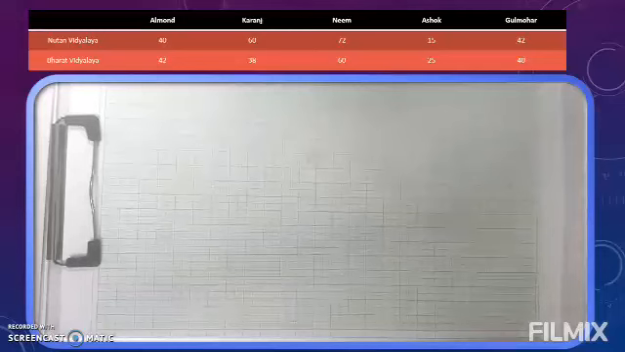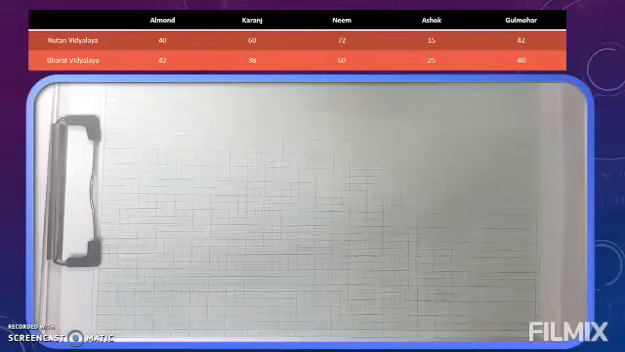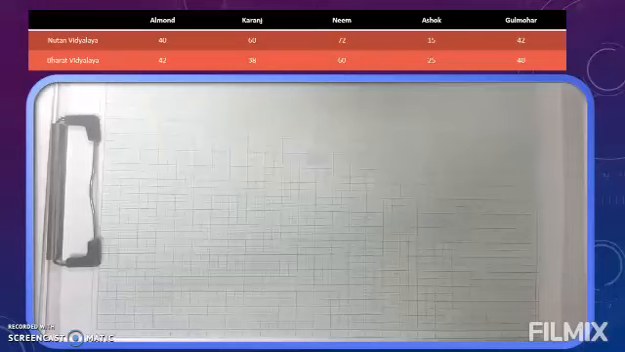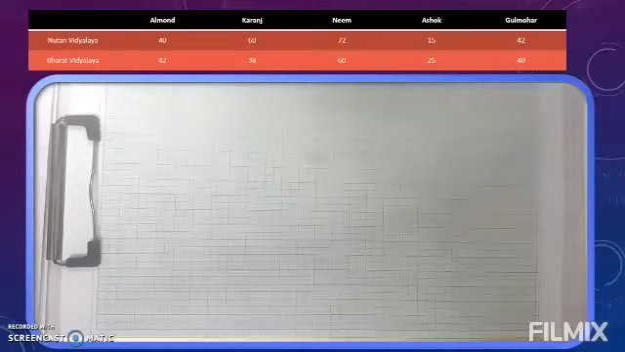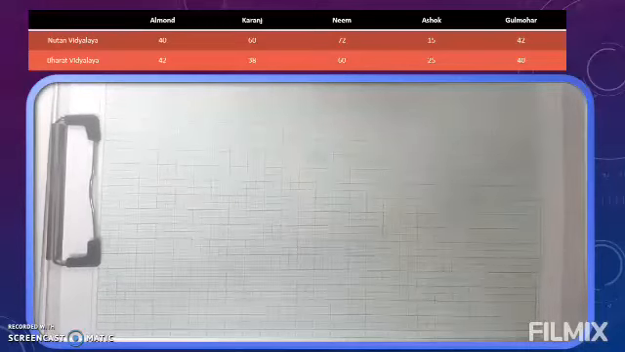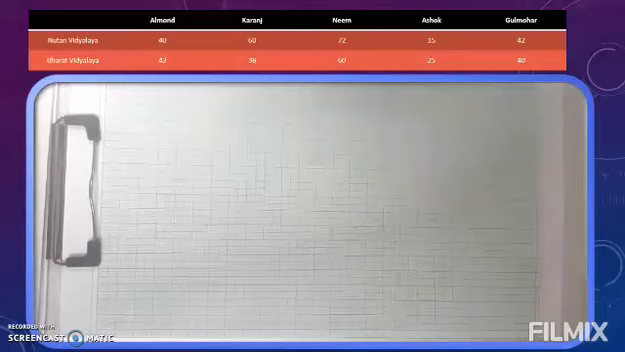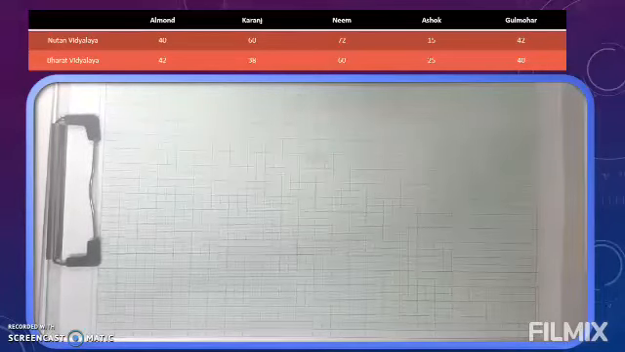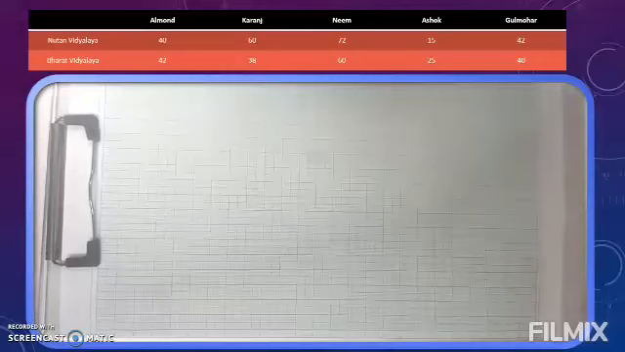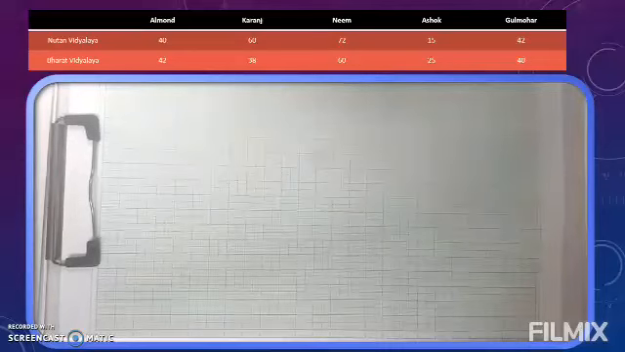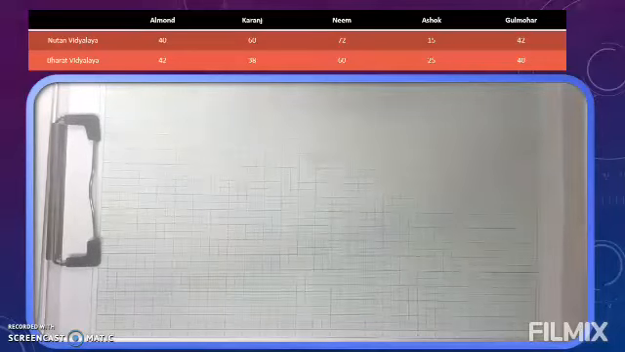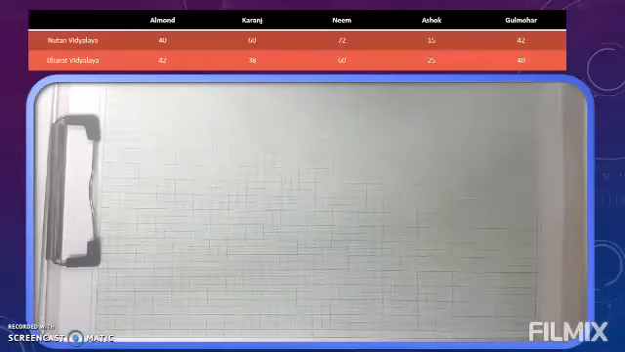In that table, information about two things is given. First is names of schools. Two names of schools are given. First school's name is Nutan Vidyalaya and second school is Bharat Vidyalaya. Means we have to show information about two bars at a time. Means we will join two bars. One bar will represent Nutan Vidyalaya and second bar will represent Bharat Vidyalaya.